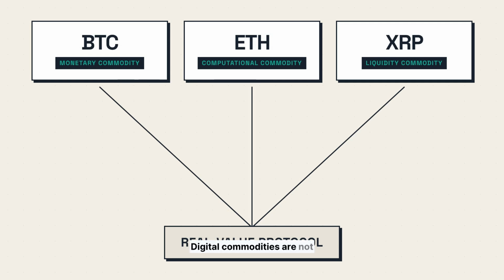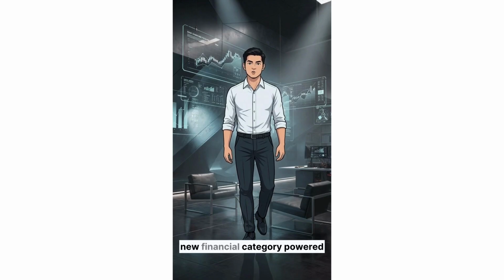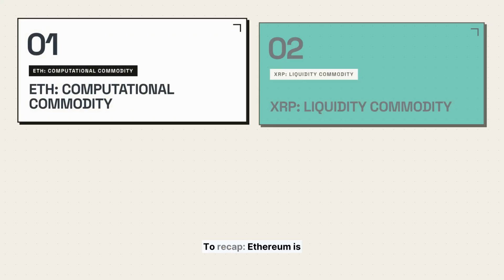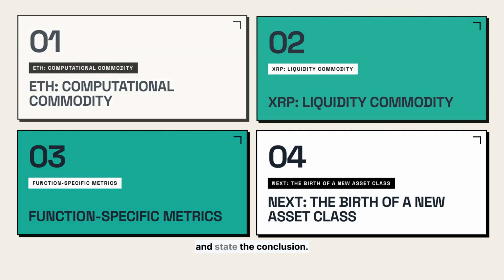Digital commodities are not a Bitcoin-only phenomenon. The kingdom is larger than Bitcoin. These networks form a new financial category powered by monetary, computational, and settlement functions. Bitcoin may be the first king of this new kingdom, but Ethereum and XRP prove that it is not the last. To recap, Ethereum is computational. XRP is liquidity-focused, and both require function-specific metrics inside the same valuation framework. In Chapter 9, we bring the evidence together and state the conclusion.